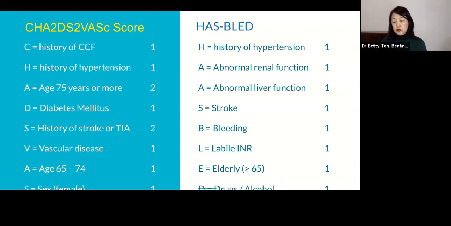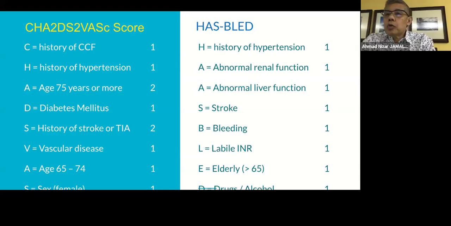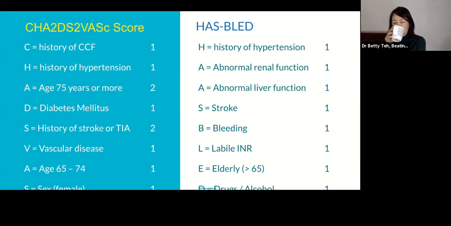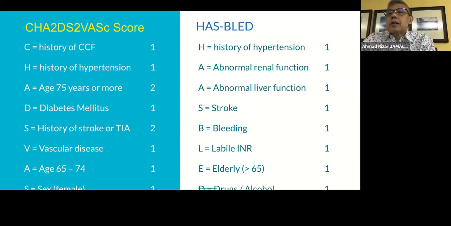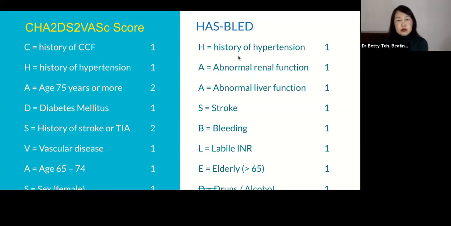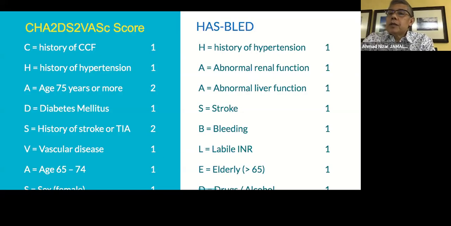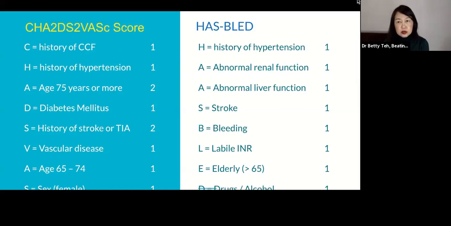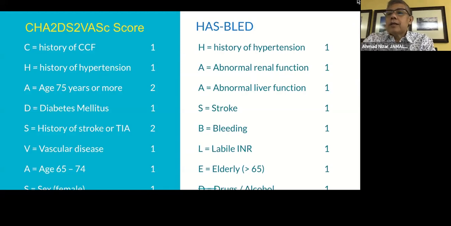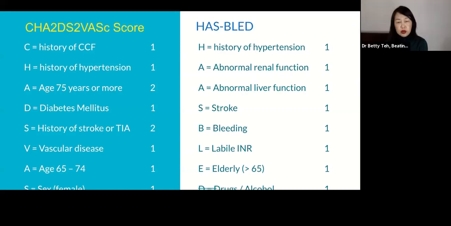Okay. Now the HAS-BLED score, on the other hand, also are comorbidities. You will see that they interact actually. So a history of hypertension increases the risk for bleeding. If you have abnormal renal function or abnormal liver function, they increase the risk for bleeding. The score is 1. If you have a previous history of hemorrhagic stroke or any stroke, the score is 1. If there is a history of bleeding, like a GI bleed, there is an increased risk for bleeding.